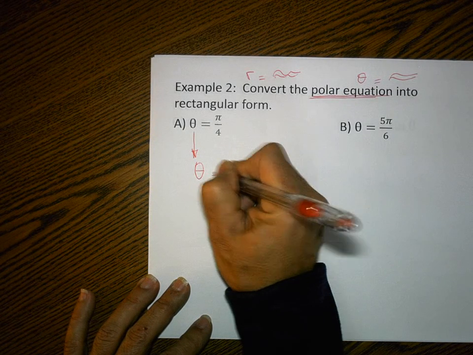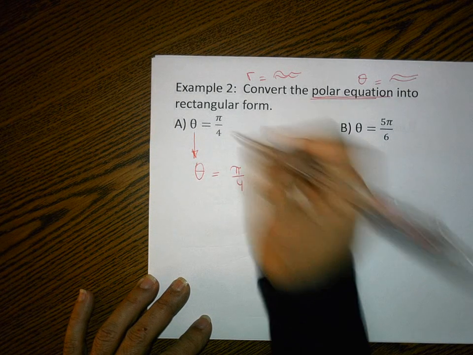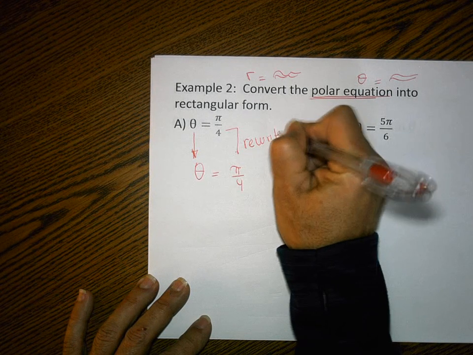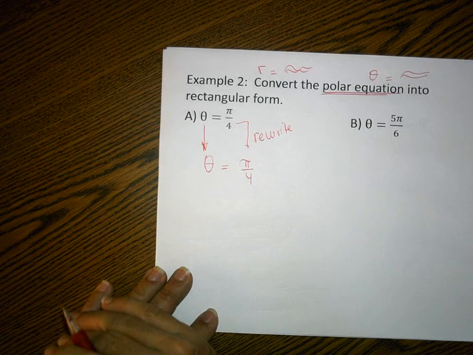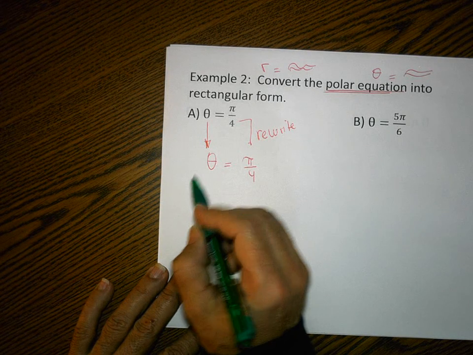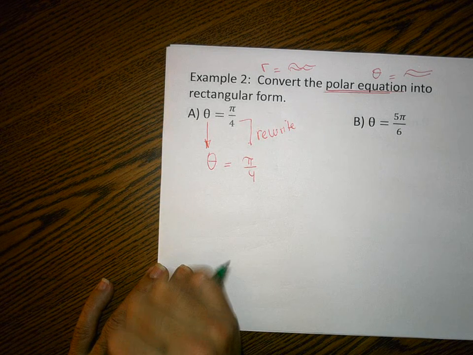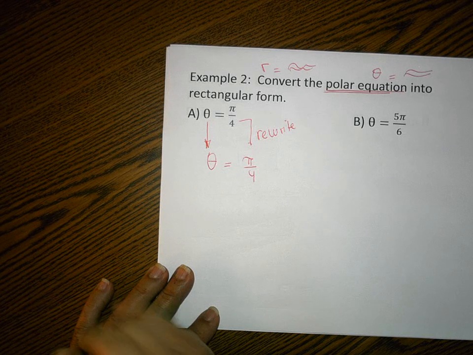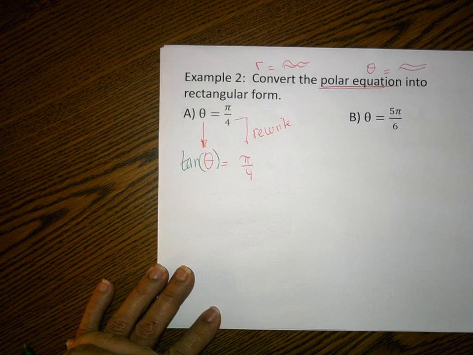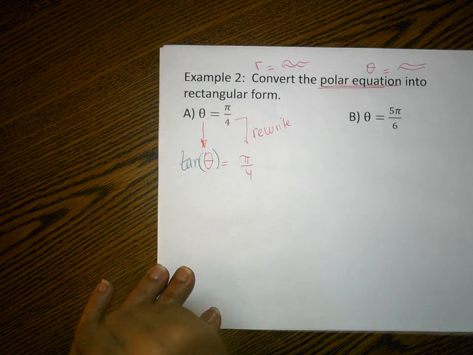Theta equals pi over 4. So all I did is I rewrote the problem so I can play with it. I can go ahead and apply a function to this angle, which is the tangent. I apply the tangent here, and now I have the tangent of theta.